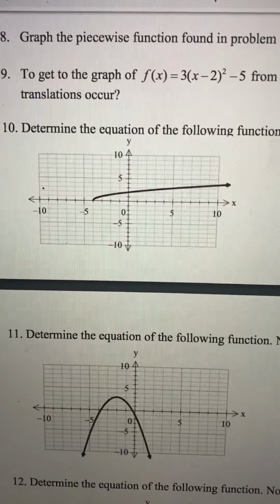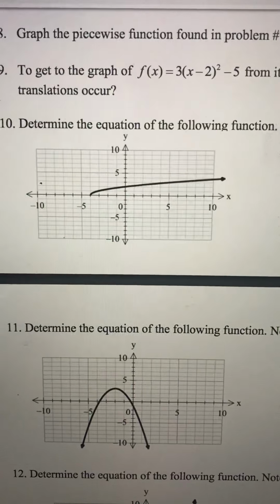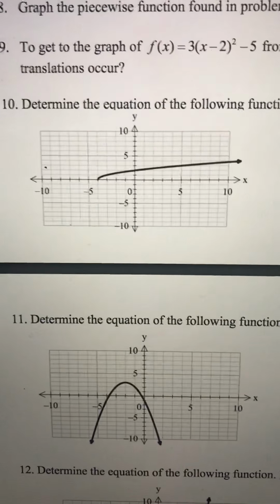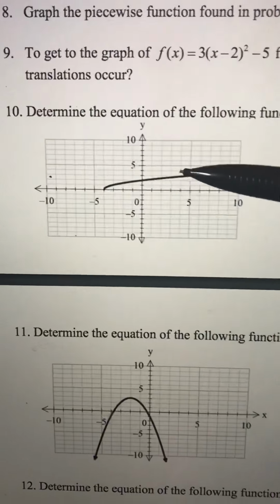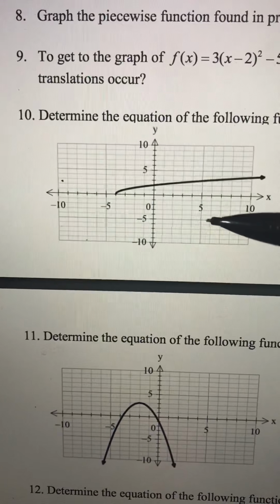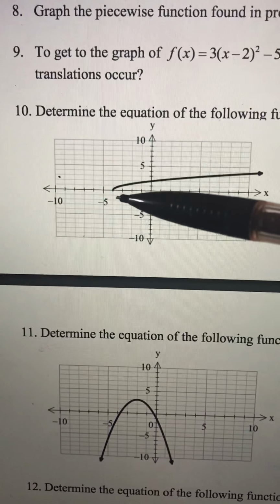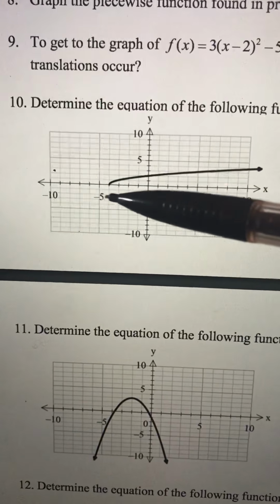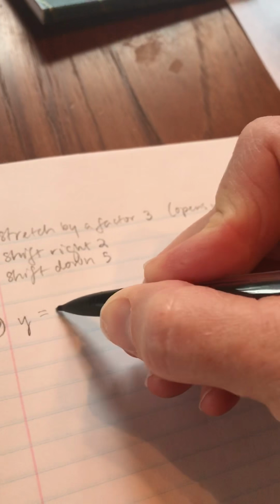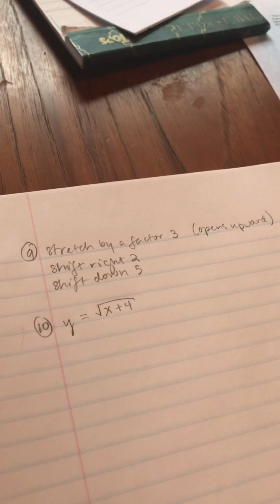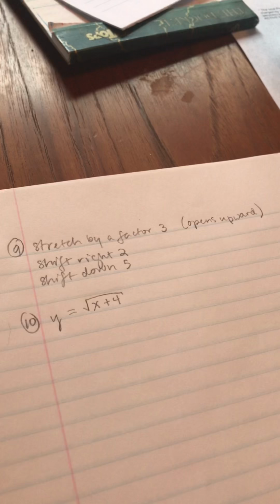All right, then number 10 says to determine the equation of this following function. So you want to notice that that is half of a sideways parabola. So that's your square root function. And it's being shifted 4 units to the left, but otherwise nothing else. So 4 units to the left would be a plus 4 inside the function with the x. So number 10 is y equals the square root of x plus 4 under the radical. And you could graph that on your calculator to check that.